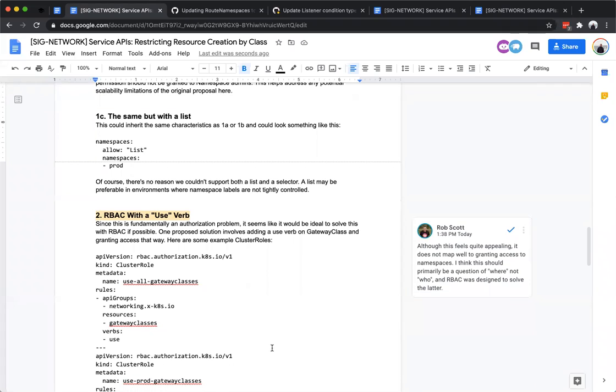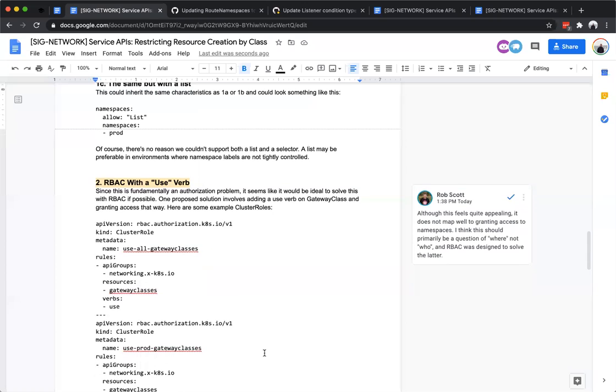But RBAC, of course, does feel most natural when it is tied to a subject, a user, service account, whatever, rather than an object like a namespace. RBAC feels good for things like automated deployment systems. So you can say that your deployment system is able to make gateways with its class, but normally no other users are, maybe. Yeah, I would agree with that.